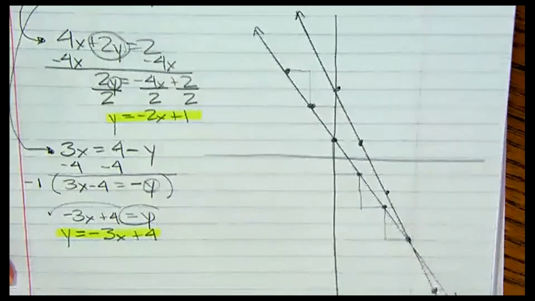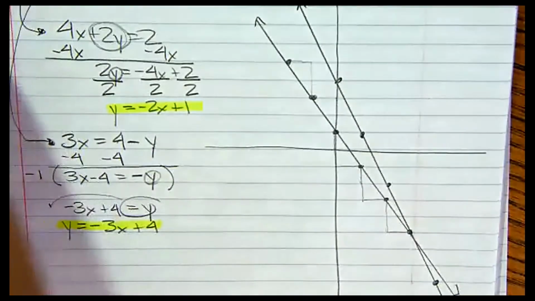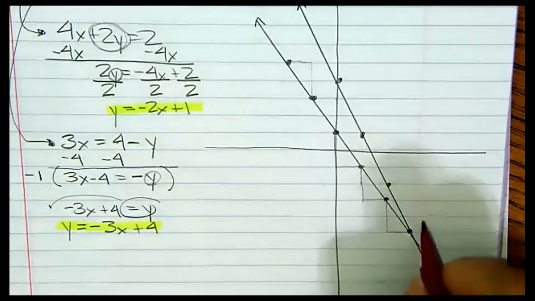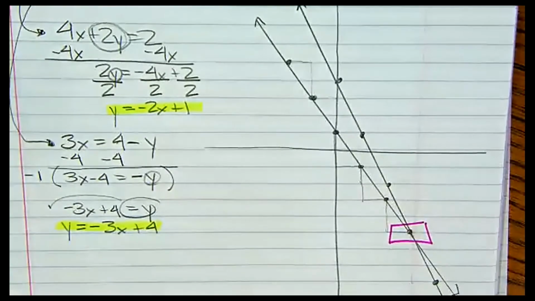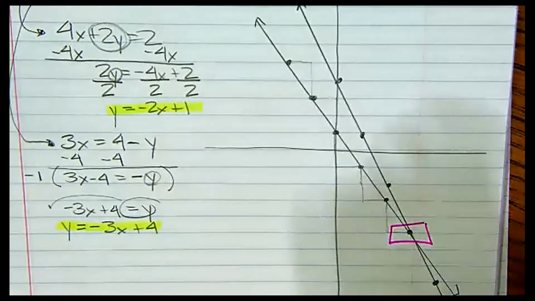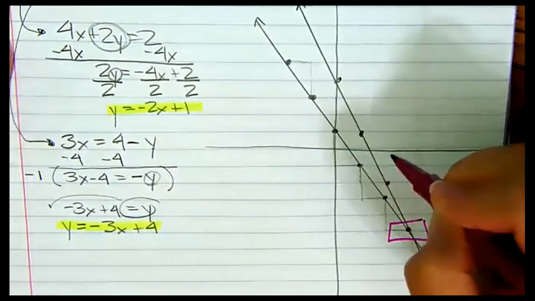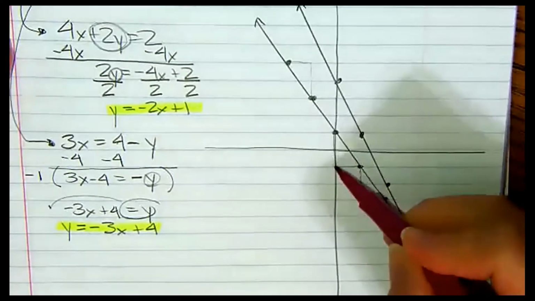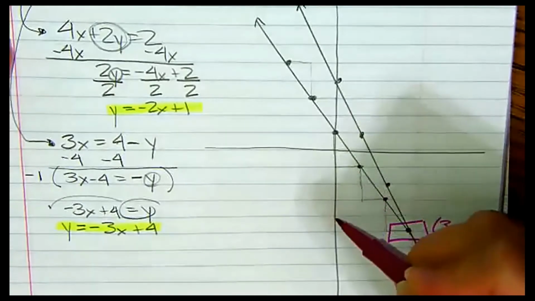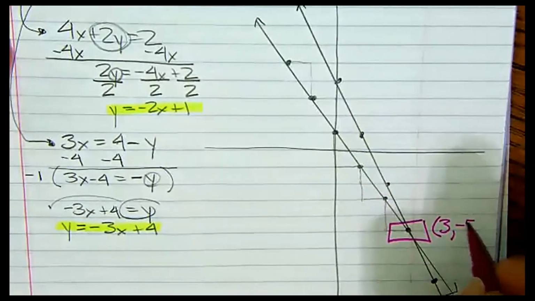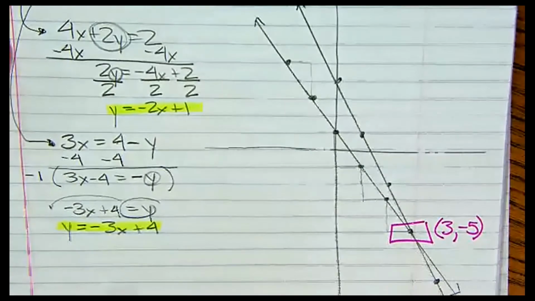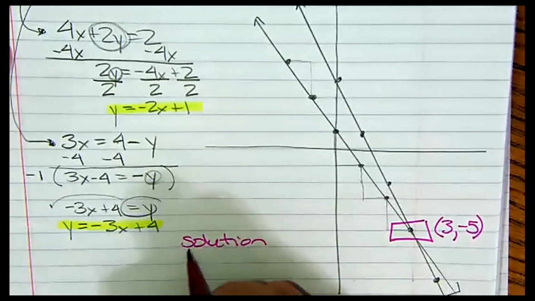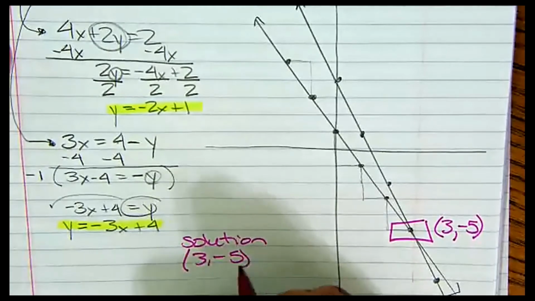And it looks like my lines intersect right here. And that point looks like it's 1, 2, 3, 3, 1, 2, 3, 4, negative 5. So it looks like my solution is 3, negative 5.